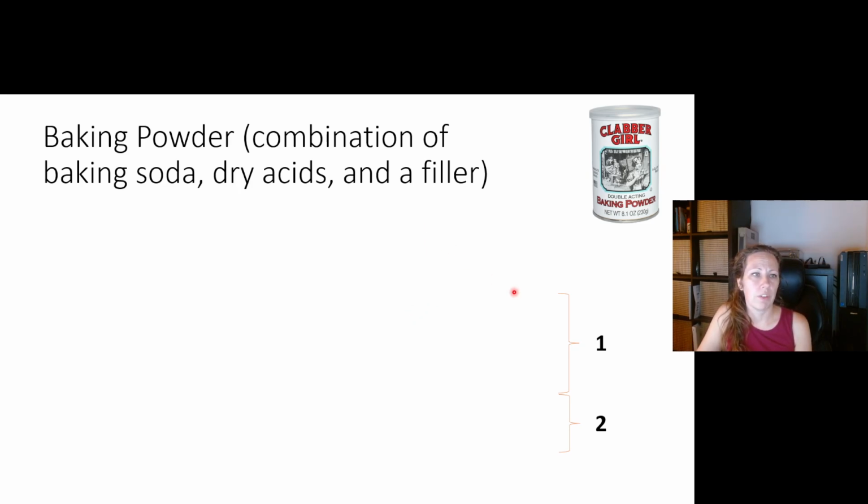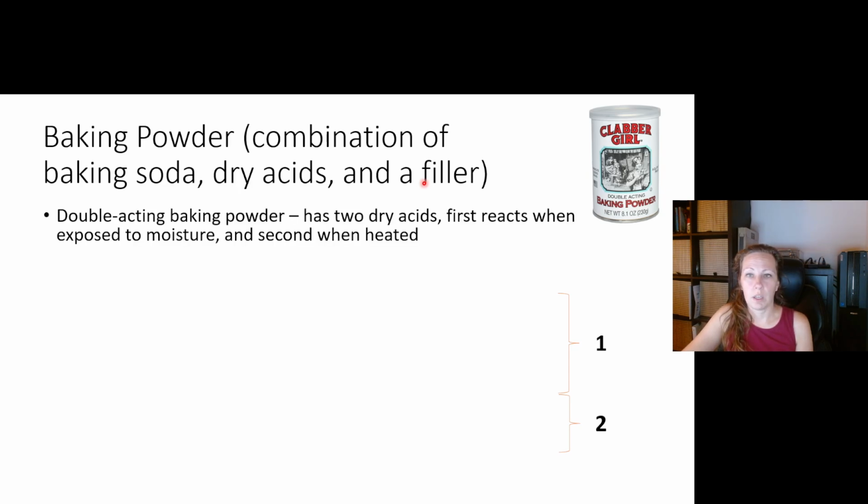The other chemical leavening agent that you would use at home would be baking powder. And so baking powder is actually a combination of baking soda, dry acids, and a filler. Okay. And so it's basically the same kind of reaction as the other, but you already have acids in it. So now what is unique about what we have at home is the double acting baking powder.